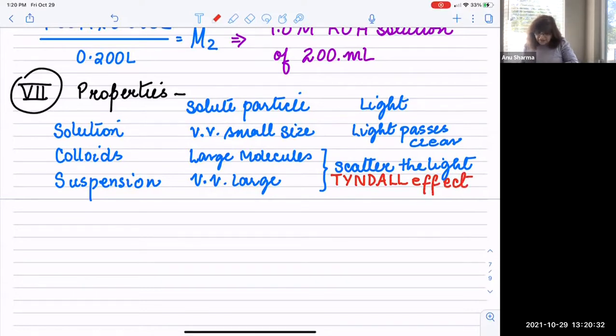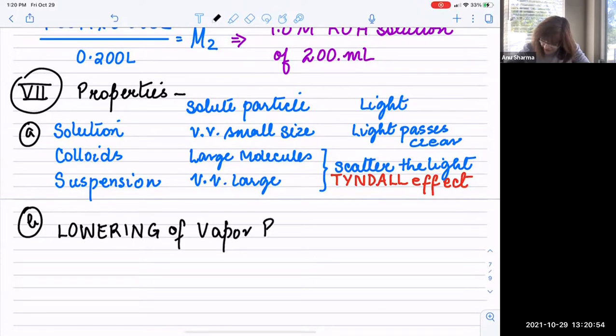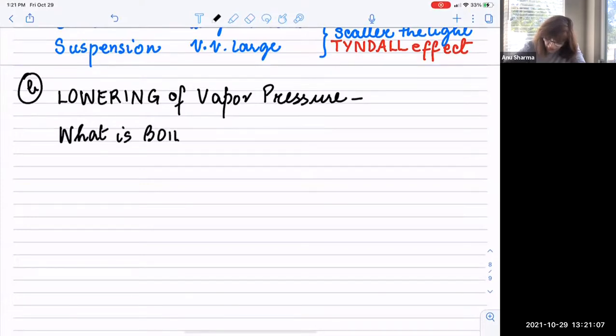Next are the solute particles. So let's first look at the lowering of vapor pressure. This is part A. Lowering of vapor pressure. And with that said, we are also going to understand what boiling is. What do you call boiling?